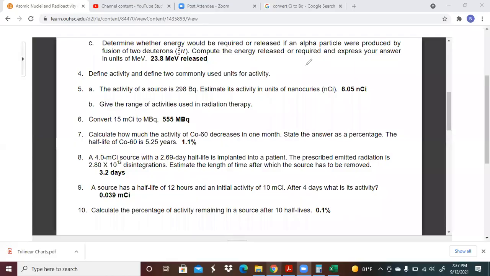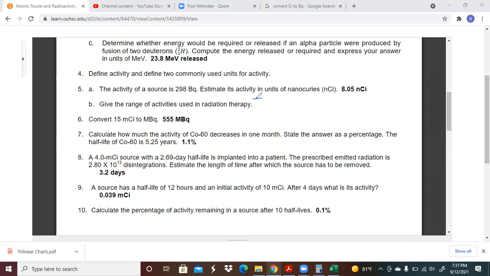Okay, let's take a look here at number 7. And I'll upload a video for more problems after this one is completed. So we'll go from there. Now, calculate how much the activity of cobalt-60 decreases in 1 month. And let's take the answer in a percentage. The half-life of cobalt-60 is 5.25 years. So we're looking for how much the activity decreases in 1 month.